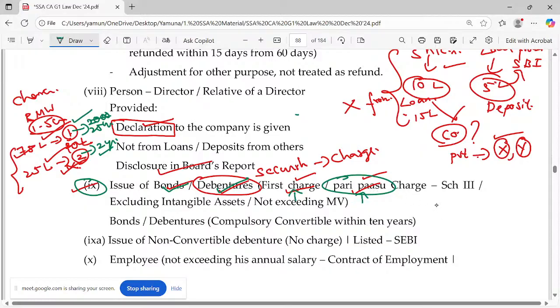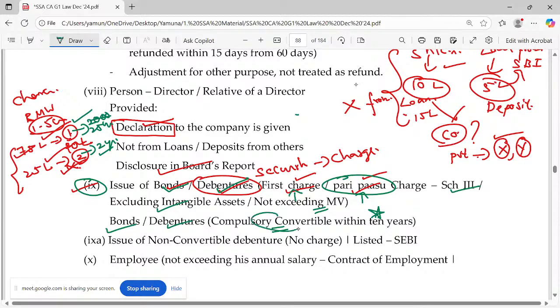And you cannot do it as it is. You have to follow Schedule 3. It excludes intangible assets. Intangible assets are not included. It should not exceed the market value. Whatever the market value is, we have to look at that. And also the bonds and debentures carrying compulsory convertible within 10 years. What kind of debenture is it? Compulsory convertible. Convertible within what period? Within 10 years.